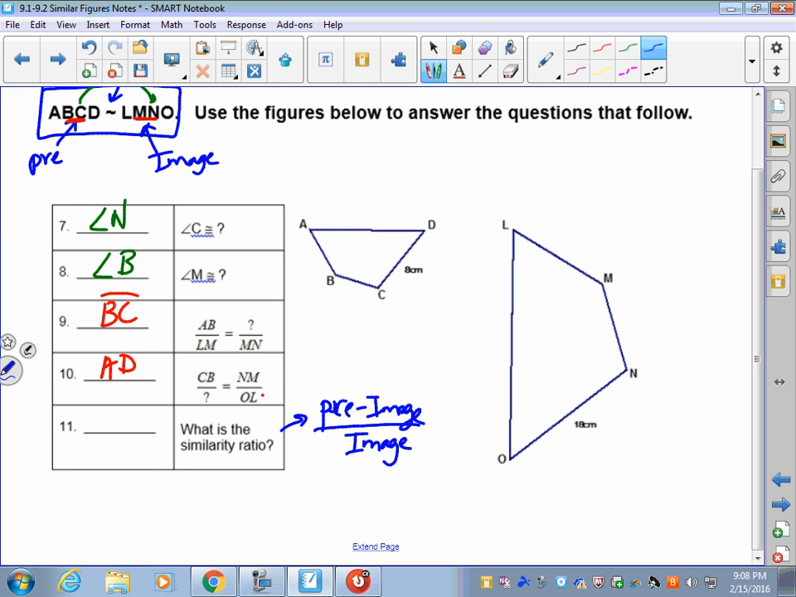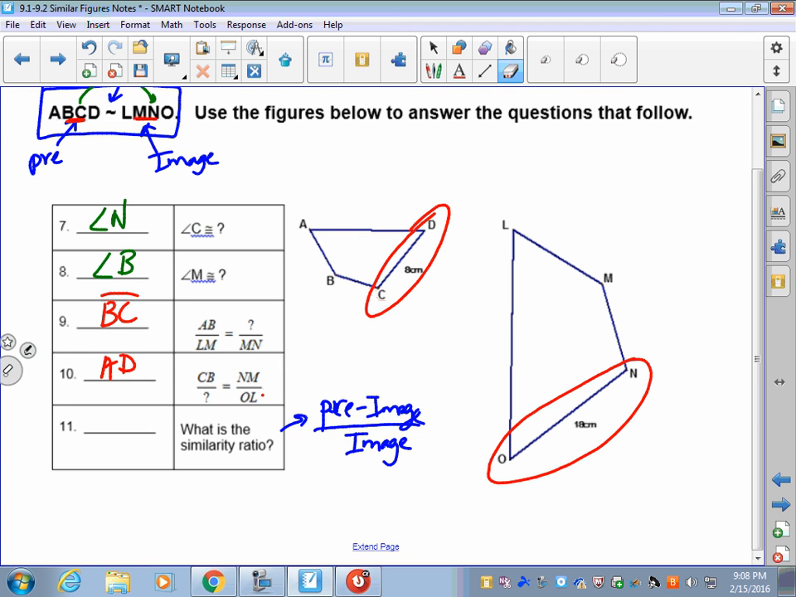And now I just got to find corresponding parts. So I have the measurement of CD. I know CD is the last two, so that is NO. So I find NO. I'm putting the same color so I can see that they correspond together. And I know that that is, I believe, 8. Yeah, 8. 8 over 18. And then we're going to simplify that, which would reduce to 9/4.